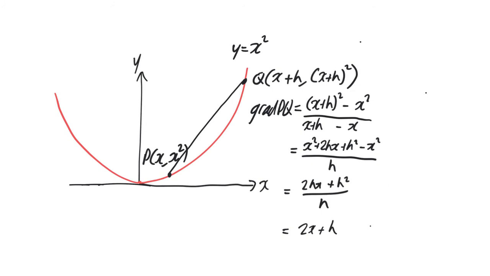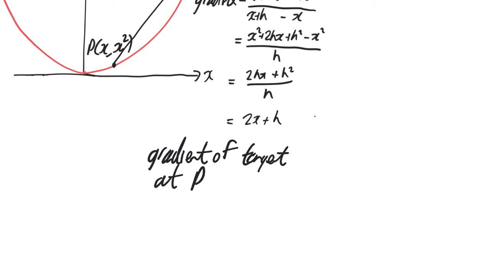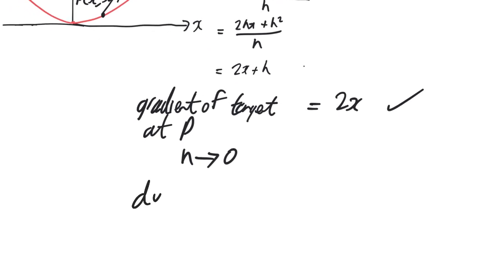So if we look at what we had, we will say that the gradient of the tangent at P is when h tends to 0. So if h tends to 0, you're going to have 2x plus 0, so it is just equal to 2x. So really we can say our dy by dx, that's your derivative of y with respect to x, is 2x.